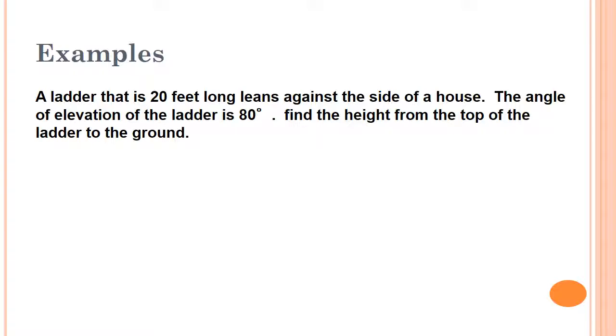A ladder that is 20 feet long leans against the side of a house. The angle of elevation of the ladder is 80 degrees. That would be the angle that the ladder makes with the ground. Find the height from the top of the ladder to the ground. Pause the recording, give this a try, resume to check your answer.